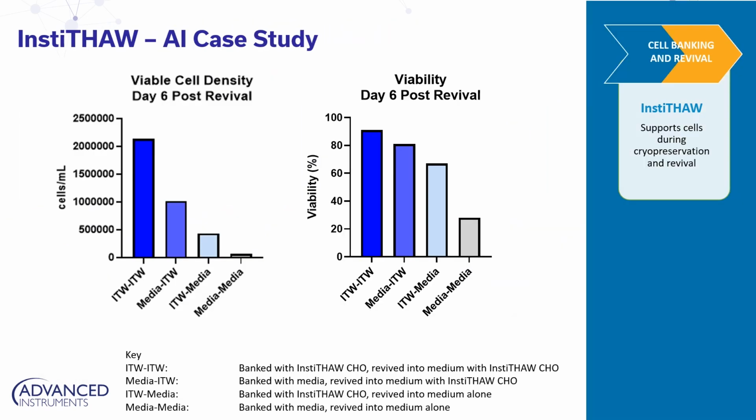As mentioned previously, this reagent can be used at both the start and end of the workflow, with both host cell revival and banking and revival of top producers. For this study, we did not use a non-expressing cell line as you would for starting a cell line development campaign, but instead used a CHO-S monoclonal antibody expressing cell line.